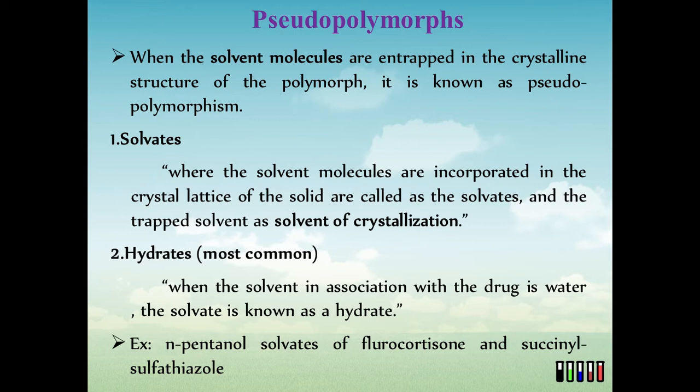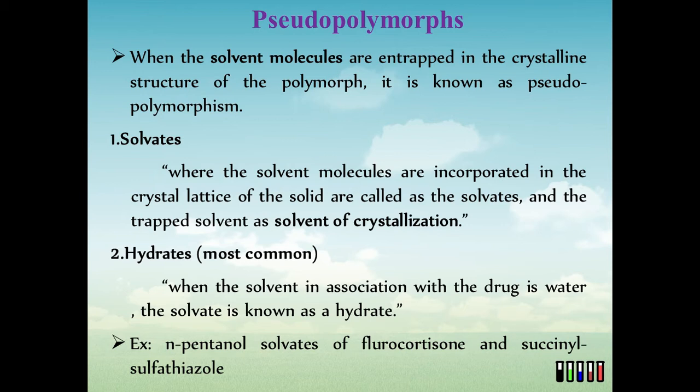Now pseudopolymorphism is like polymorphism. There is a change in the internal structure of your drug, but it is not due to the molecules in the crystal, but due to solvent molecules entrapped in that crystalline structure. That's why we call it pseudopolymorphism, that is, false polymorphism. The polymorphism is there, but it is not due to the molecules of your crystal, but due to the entrapped solvent. We call it pseudopolymorphism.